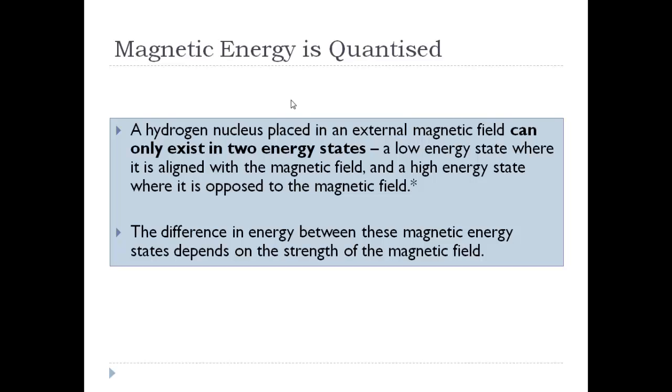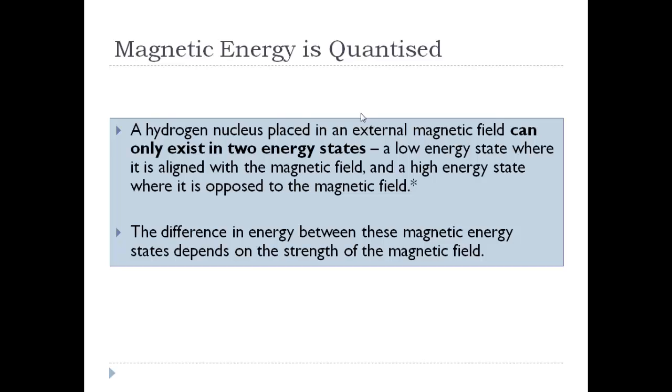It actually doesn't quite align itself with the magnetic field. It wobbles around the direction of the magnetic field in a type of motion that's known as precession, which is the motion that you'd see in a spinning top. It kind of wobbles around the vertical axis. But we're going to ignore that little aspect of it, and we'll just say that the magnetic energy of the hydrogen nucleus is quantized, and it can only exist in two energy states.